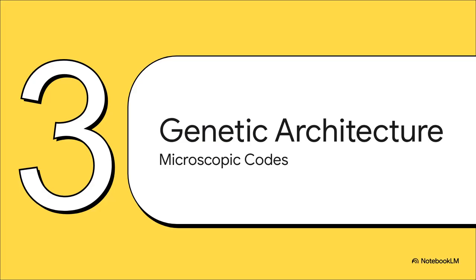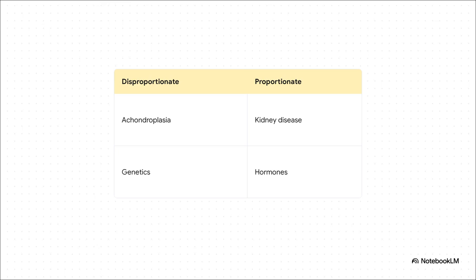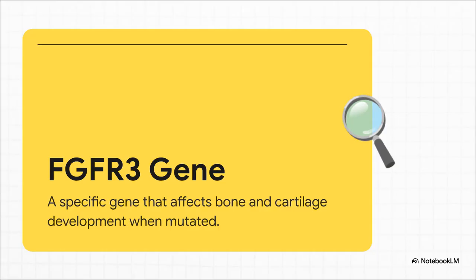Section 3, the genetic architecture. To answer that, we have to zoom way in, past the organs and past the hormones. The crucial difference is mapped out right here. While proportionate dwarfism is driven by those overall systemic resources we just talked about, disproportionate dwarfism, most commonly a condition known as achondroplasia, is driven entirely by targeted genetic mutations. So it's not about a lack of overall resources, it's a highly specific, tiny little change in the body's instruction manual.